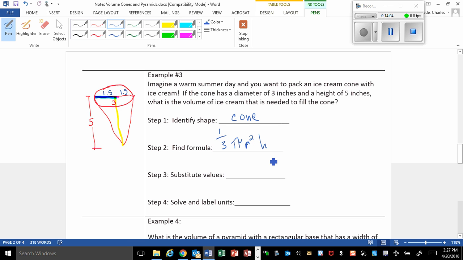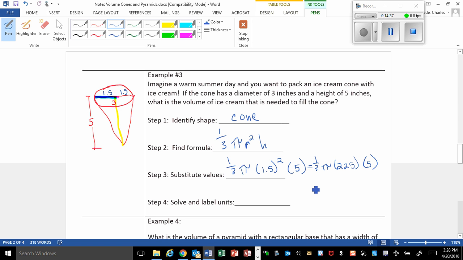Now, we said the formula, because it's only 1/3 as big as a cylinder, is 1/3 pi r squared times the height. Right? So let's plug it in. 1/3 pi, what's the radius? 1.5 squared times the height is 5. Alright, so let's do 1.5 squared first, which is 2.25. Times 5.